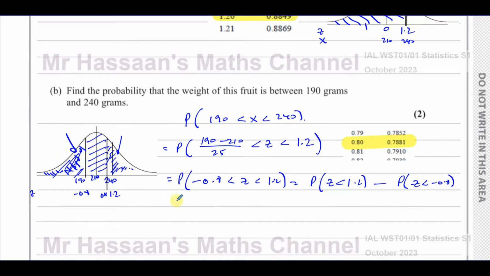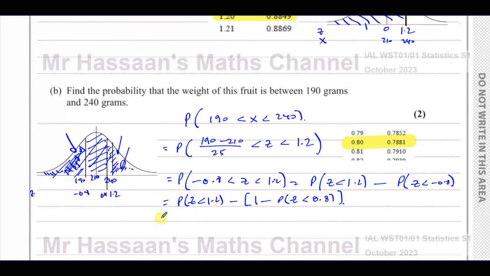So we can say that this is equal to 1 minus the probability that z is less than 0.8, because what we're looking for is the probability that z is greater than 0.8, which is the same as the probability that z is less than minus 0.8. So if I do 1 minus this whole area here, 1 minus the probability that z is less than 0.8, it's going to leave me with the area I'm looking for, which is this area. It's the same as that area.